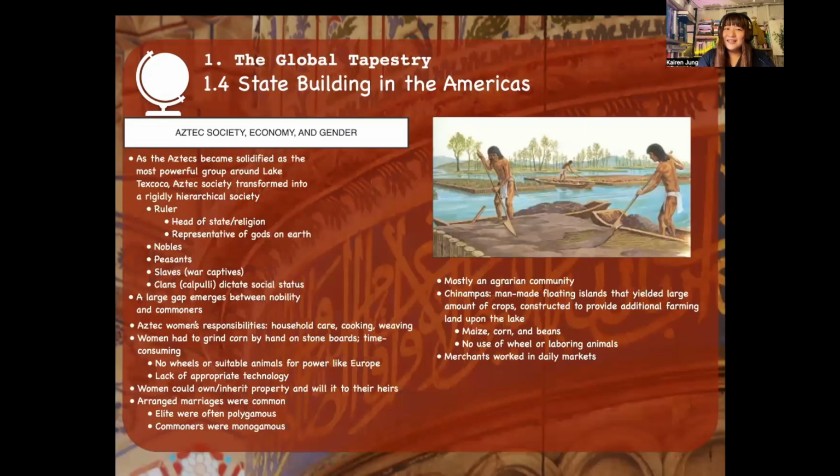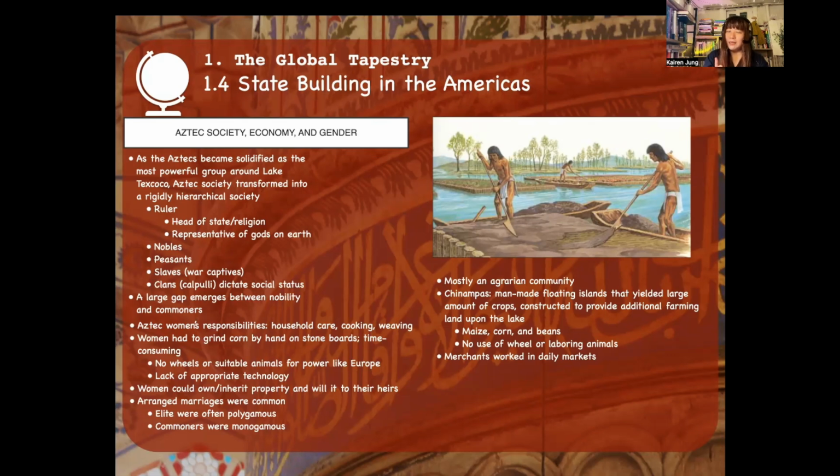Now, as the Aztecs became solidified as the most powerful group around Lake Texcoco, Aztec society transformed into a very rigidly hierarchical society. You had the ruler, who was the head of state and religion, representative of gods on earth. And then you had the nobles, and then the peasants and the slaves, who were the war captives. And then you had the clans, the Kalpuli, who dictated social status. There was a large gap emerging between the nobility and the commoners, especially for Aztec women, right?